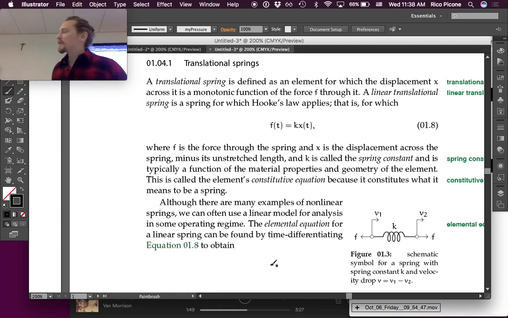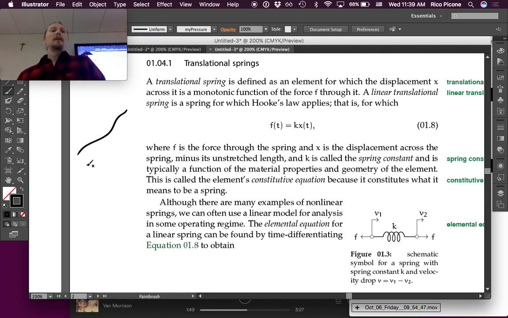Okay, translational springs. A translational spring is defined as an element for which the displacement x across it is a monotonic function of the force through it. So remember what monotonic means. It means either always increasing or always decreasing. Right? So that's what we define a translational spring to be.